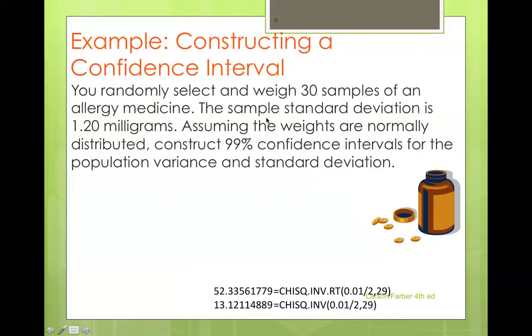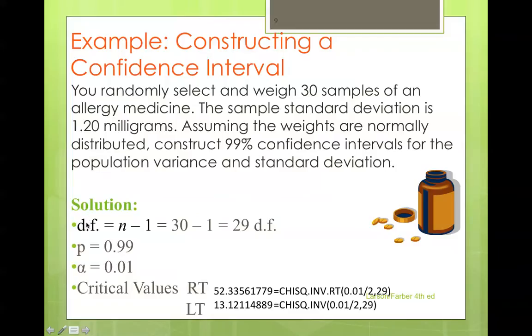All right, what if I randomly select and weigh 30 samples of an allergy medicine? The sample standard deviation is 1.2 milligrams. Assuming the weights are normally distributed, construct 99% confidence intervals for the population variance and standard deviation. So the degrees of freedom is still n minus 1, so 30 minus 1 equals 29. I want 99%, so 0.99. Alpha, 0.01. And the critical values can be found with CHISQ.INV.RT and that gives us 52. And then to the left, CHISQ.INV, and gives us 13.12.